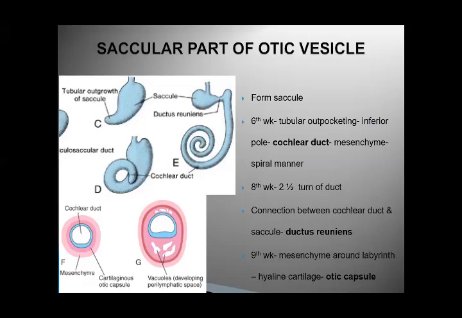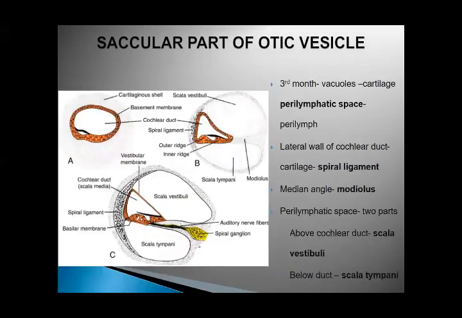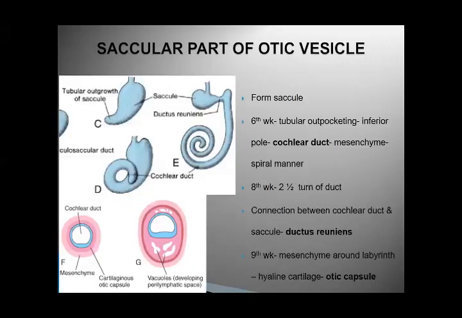Okay, this circular cochlear duct takes 2.5 turns. This entire structure, I told you earlier that this entire structure, saccule and utricle, was surrounded by mesenchyme. Okay? And this entire structure, surrounded by mesenchyme, this mesenchyme develops into a hyaline cartilage model, which is called the otic capsule.